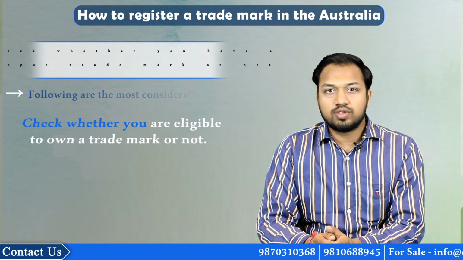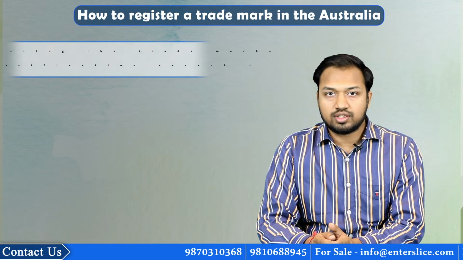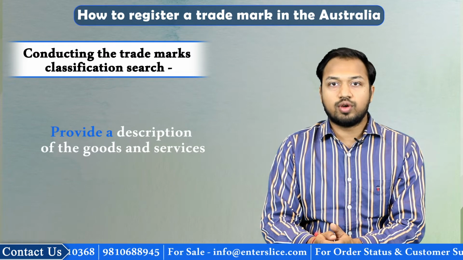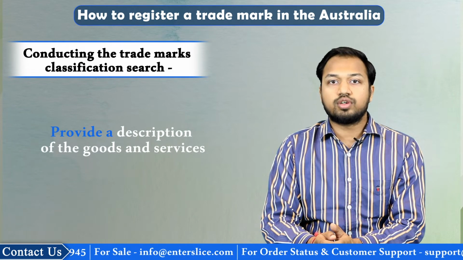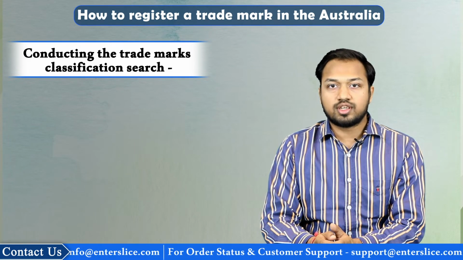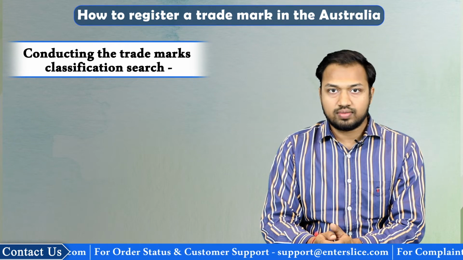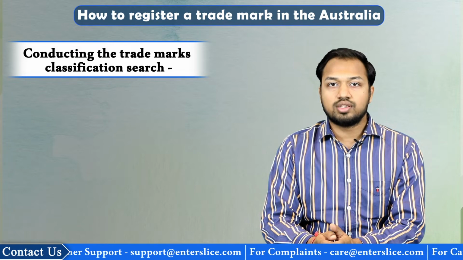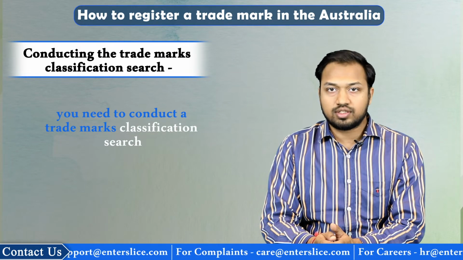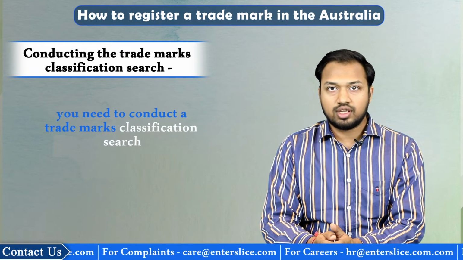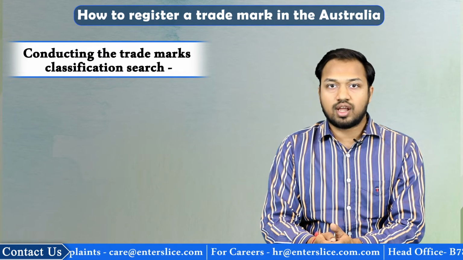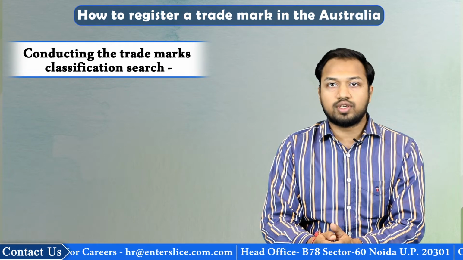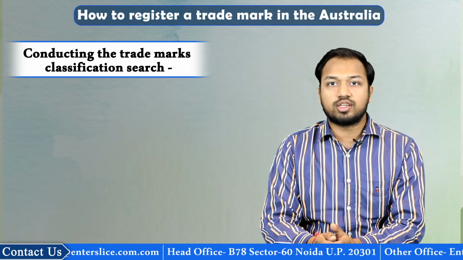The second step involves conducting a trademark classification search. At the time of filing of the trademark application, you need to provide a description of the goods and services you intend to use for your trademark. Goods and services have been categorized into one or more classes. In order to find out which class your chosen goods and or services fall under, you need to conduct a trademark classification search. This classification search reveals the list of goods and services classes that you can choose for your trademark. The database presents a snapshot of the types of goods and services that fall in each class.